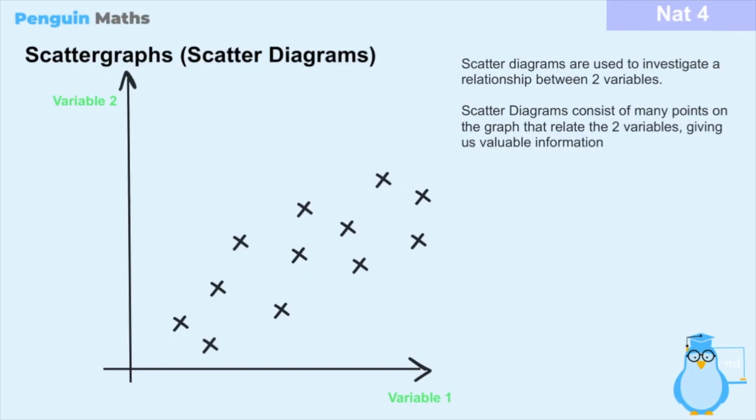So let's have a look at scattergraphs, also known as scatter diagrams. Scatter diagrams are used to investigate a relationship between two variables. Similar to an XY diagram, we would have one variable across the horizontal axis and a second variable up and down the vertical axis. The diagram consists of many points on the graph that relate these two variables, giving us valuable information. So we have points scattered all along the graph, hence why it's called a scatter diagram. Each of these points is measured to give a relationship between variable 1 and variable 2.